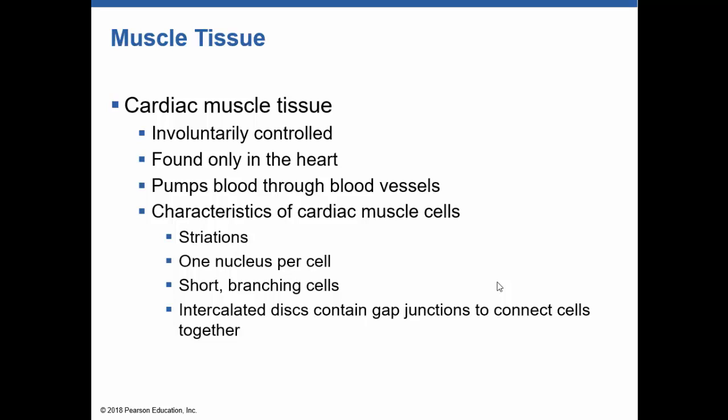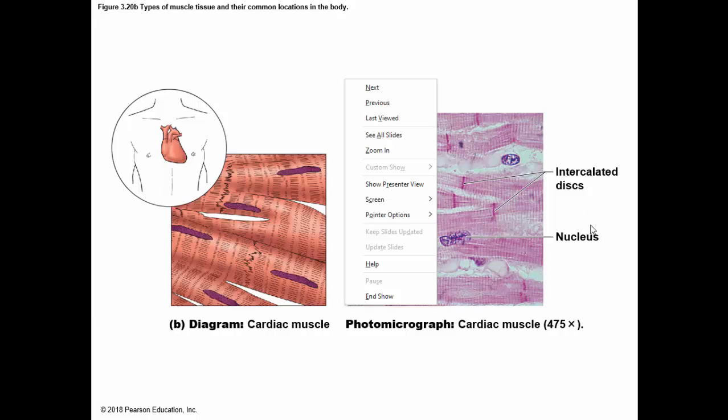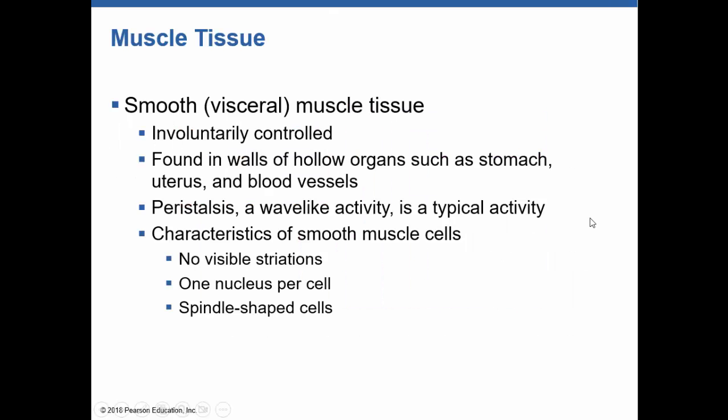They're short instead of long cells, and you sometimes get what's called intercalated discs, where cells come together and have these little junctions where the cells are actually connected and can communicate between each other. We see these here, those little pink connection spots. But still, long, stringy kinds of tissues.